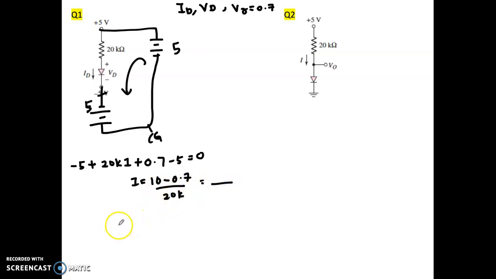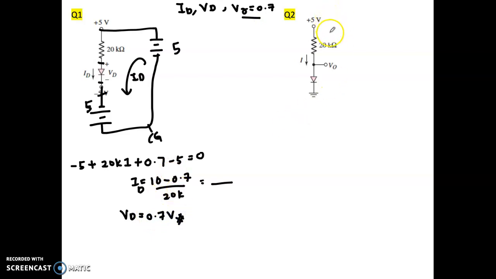Okay. How can you calculate the VD? So this I is equal to ID. Since this is only a series circuit, the I that you calculated just now is actually ID. Now let's see your VD. VD is the voltage drop inside the diode only. So this is your VD, since it's PLM1, you can directly get 0.7 volt.